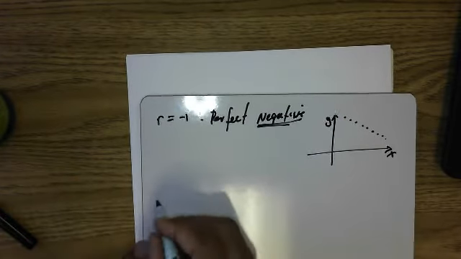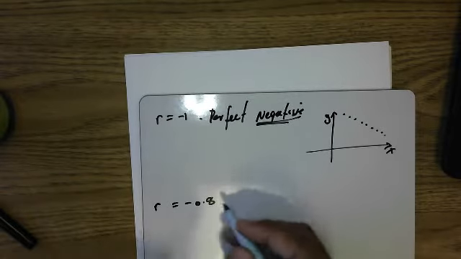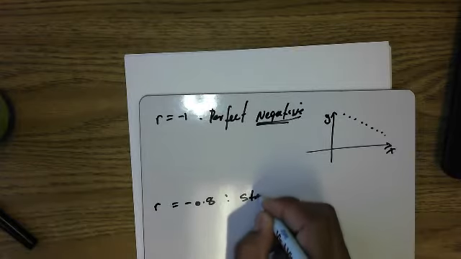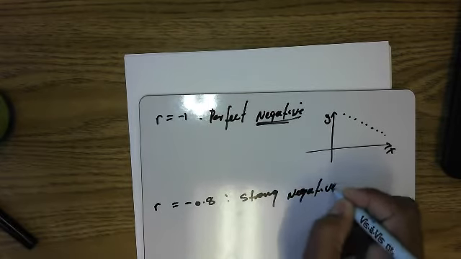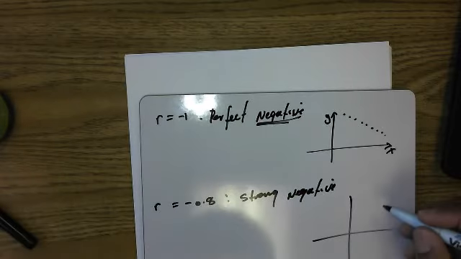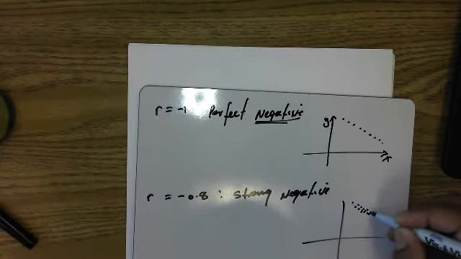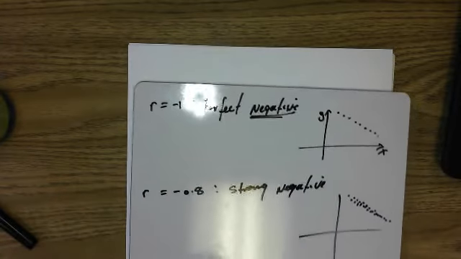Okay, all right. So if R equals -0.8 or anything closer to -1, we call that a strong negative. Okay, and you'll still be going downhill. The points will look like it's a straight line, but they will not all be in the same line. So it will look maybe something like that.